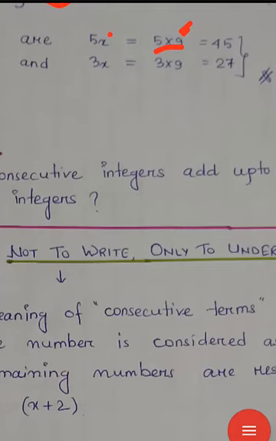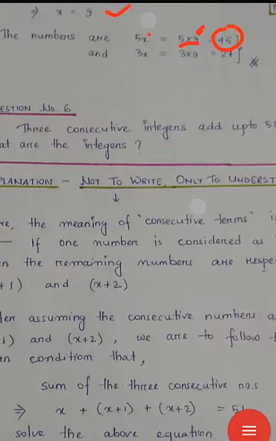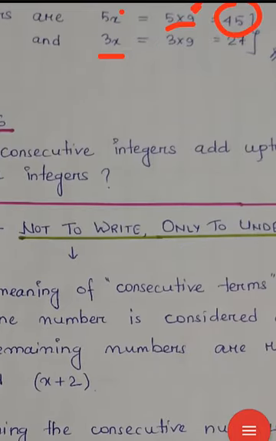So 9 fives are 45, that is the answer. While in case of the smaller number, it is 3x, with x getting multiplied by 3. In place of x we shall put 9, and on multiplication we get the value 27. And here is our answer, 45 and 27.